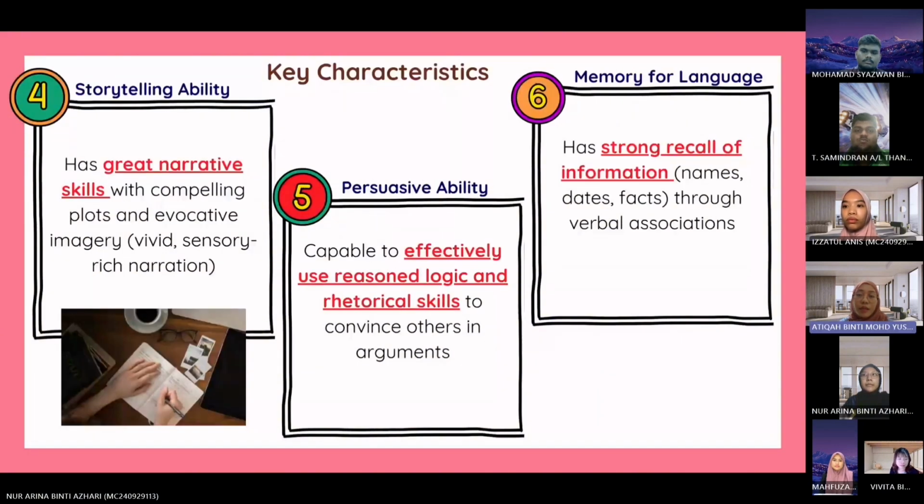Fourth, storytelling ability. They tell engaging stories with vivid details. In addition, persuasive ability is also one of the characteristics of linguistic intelligence. They can convince others using strong arguments. And lastly, memory for language. They remember facts, names, and details easily through words.